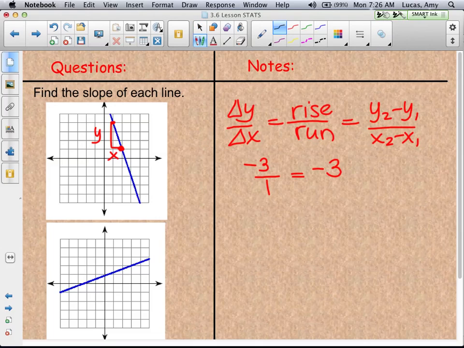My second slope, this one's a little bit tougher to figure out with my grid lines. This point way over here looks really good to me.